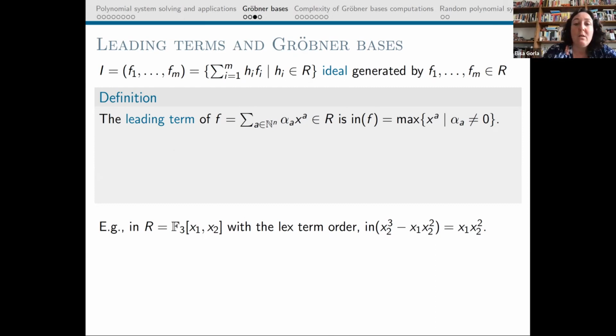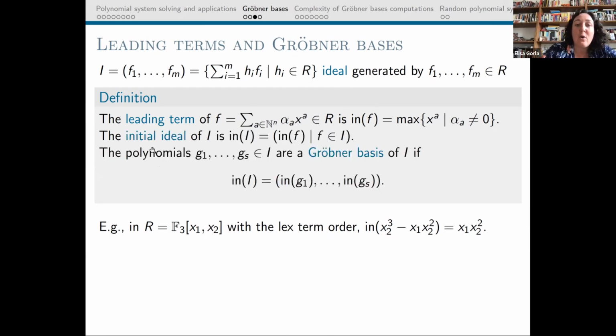Okay. And I could do that for all the polynomials in my ideal. And so I could take all those monomials. Maybe there will be infinitely many if the field is infinite. Okay. I take them all and I take the ideal generated. And this ideal is called the initial ideal of I. But this ideal is finitely generated. And so there will be s polynomials, a certain number of polynomials whose leading terms generate this ideal. And this I call a Groebner basis of the ideal.